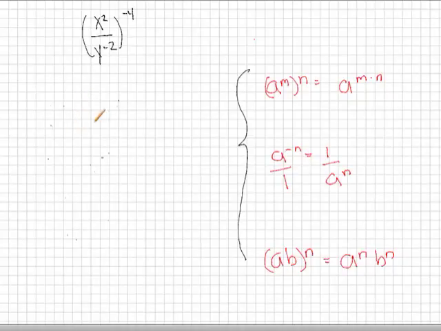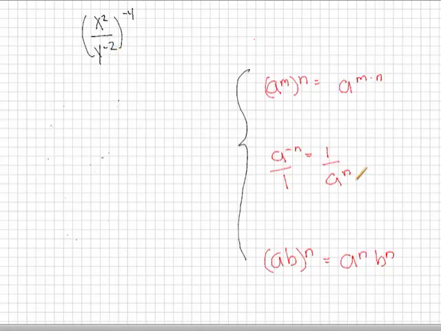To simplify this expression, we're going to use these three rules over here on the right-hand side of the paper. And our goal is always going to be to get rid of negative exponents. We're going to try and do that throughout the problem. So first, let's get rid of the negative exponents inside the parentheses.